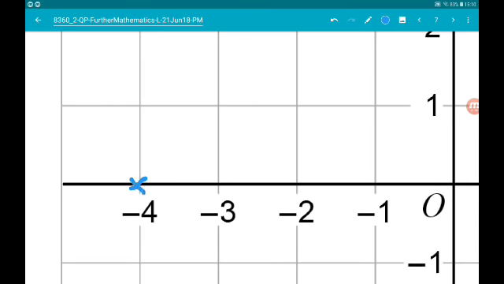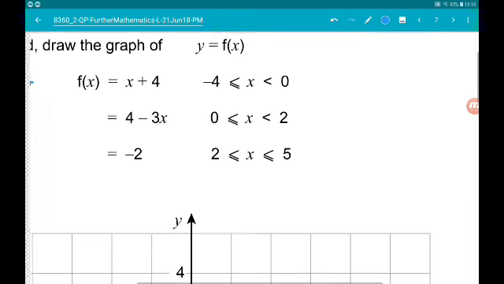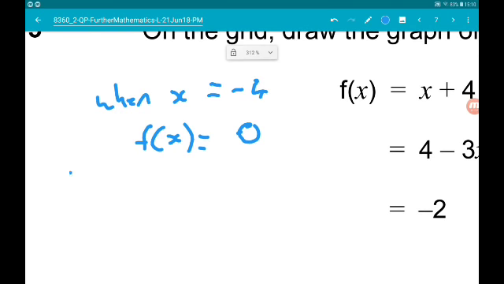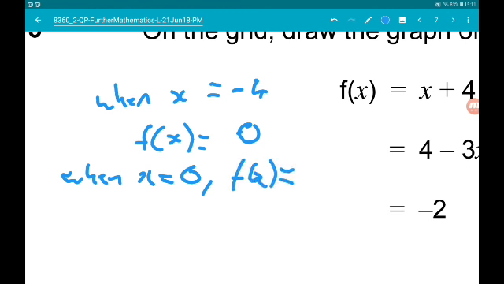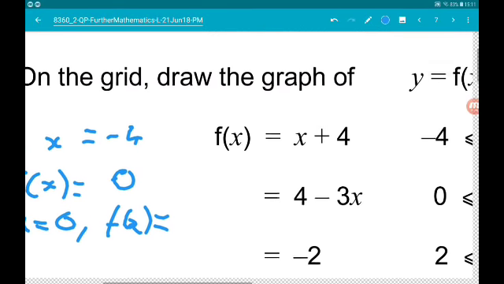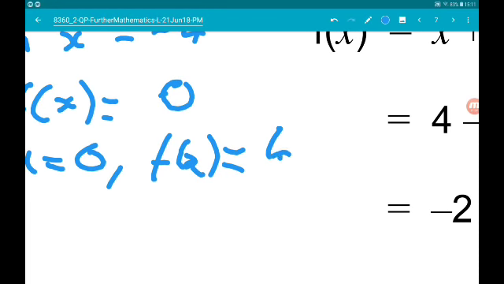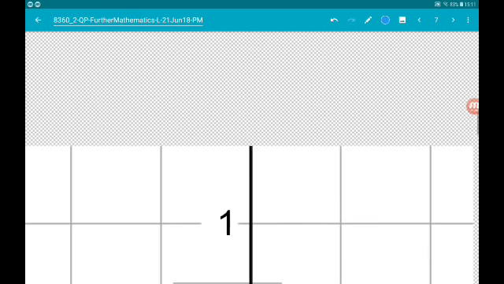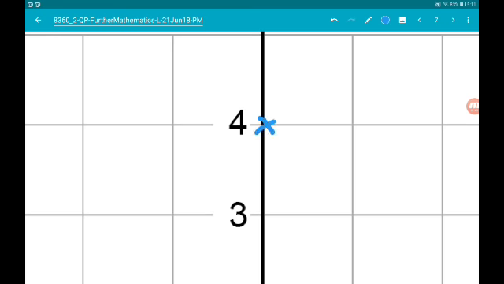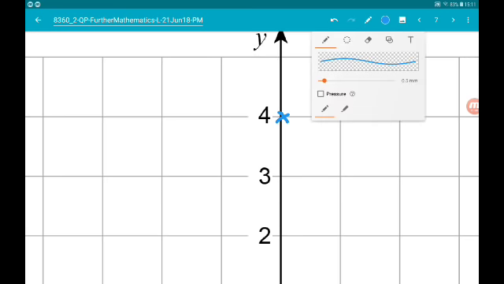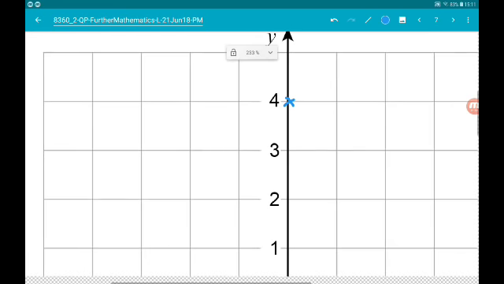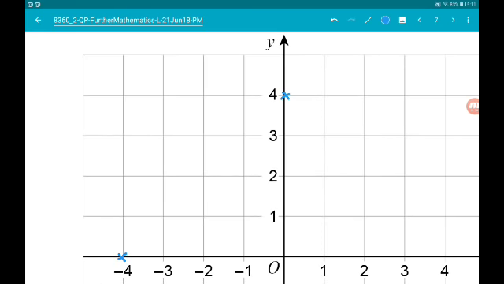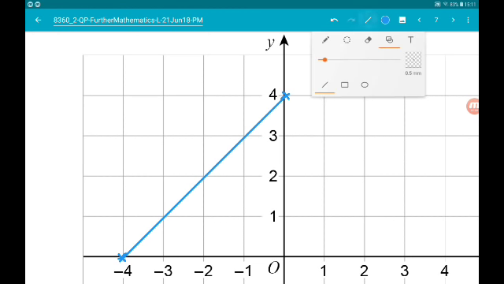So that's that. Okay, then when x is 0, f of x is equal to 0 and 4, which is 4. So let's also plot 0, 4. So there's 0, there's 4. So let's join those 2 points with a straight line. Okay, so there is the first part of our function, or our graph.